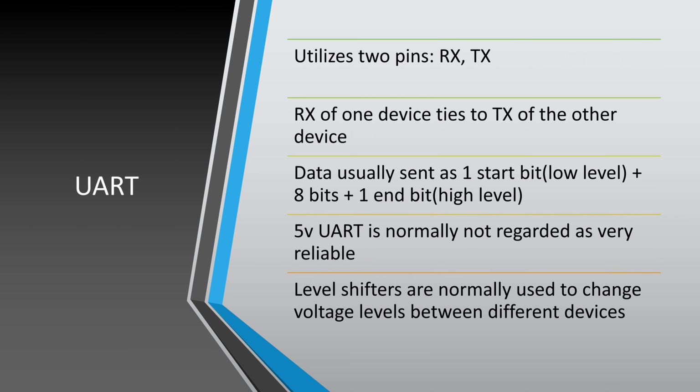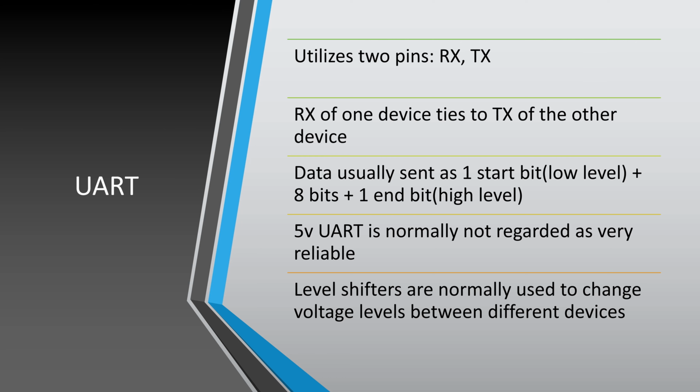Our next interface is UART. UART is one of the most commonly used interfaces out there today and is actually used in USBs today. UART uses two pins, RX and TX. RX of one device ties to the TX of the other device. Data is usually sent as one start bit, which is a low level, plus 8 bits plus 1 end bit of high level. This helps the devices figure out when the message starts and ends, minimizing errors in the end.